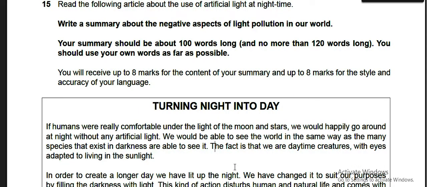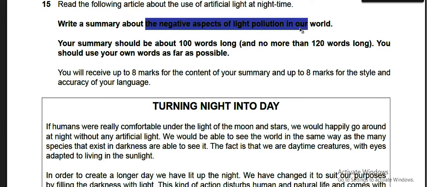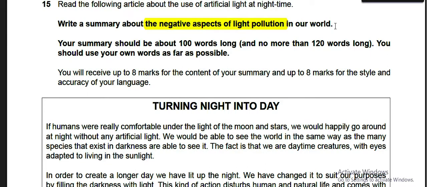Alright, we are there. The question says, write a summary about the negative effects of light pollution in our world. You must take note of what the question says. Let's write about the negative effects of light pollution. So you try as much as possible to tick that and always put that in mind. The next one is in our world.